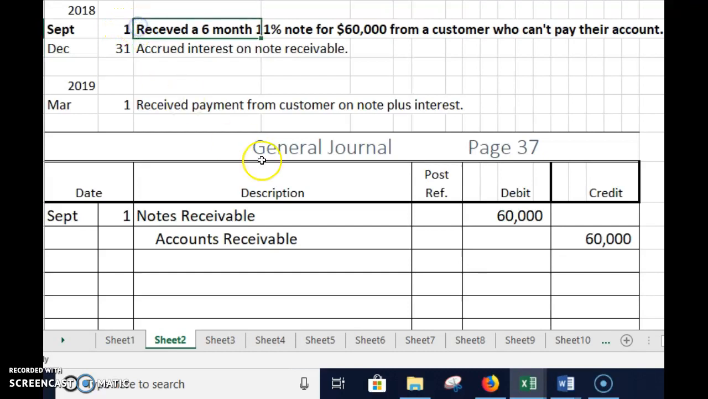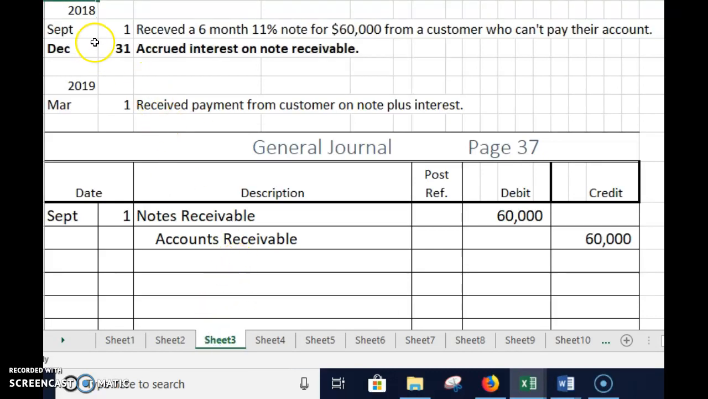Now every day that goes by on the 6 months, we're earning interest revenue on this note. If we receive the note and collect on it in the same period, we can just wait until the maturity date of the note when we collect the interest and record it as interest revenue at that point. But that's not what's happening here. Here, we received the note September 1st, 2018, and our year ends on December 31st, 2018. We're not going to collect on the note until March 1st of 2019. So we can't wait until we collect on the note in March to record the interest, because that means all the interest revenue would be reported in 2019.